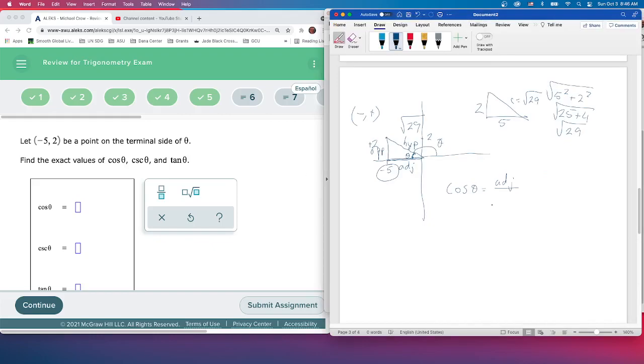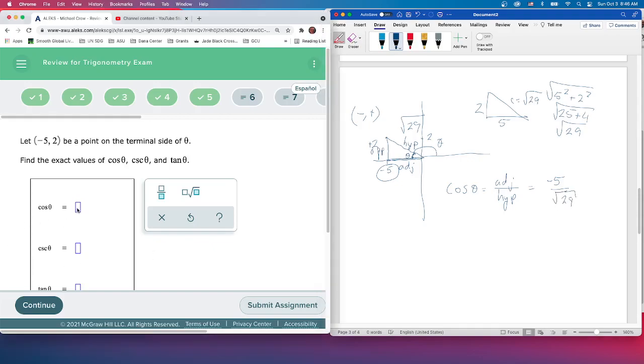Okay, adjacent over hypotenuse. So the adjacent side is a negative 5. The hypotenuse is the square root of 29. And that's what it is. So we put that in there.